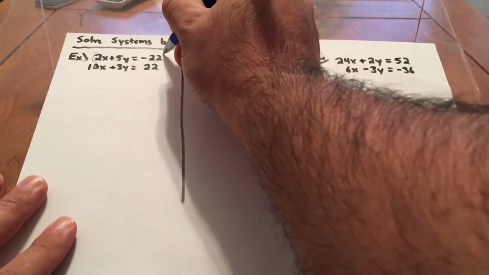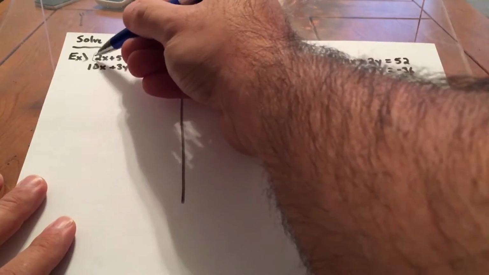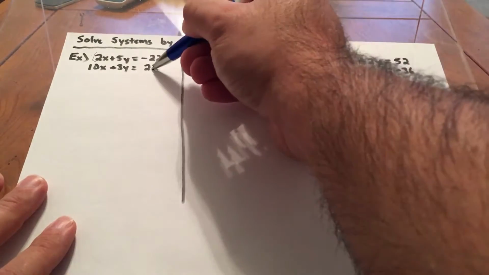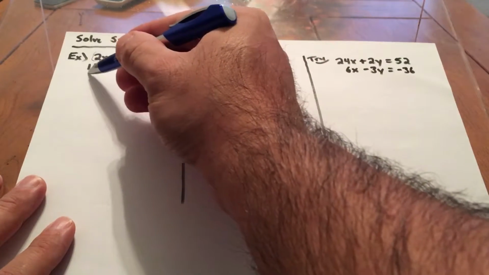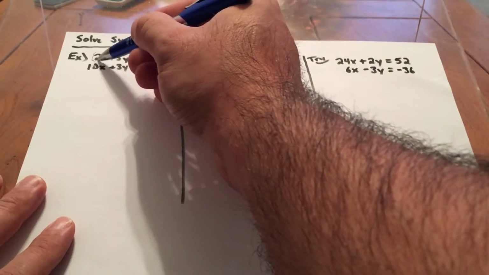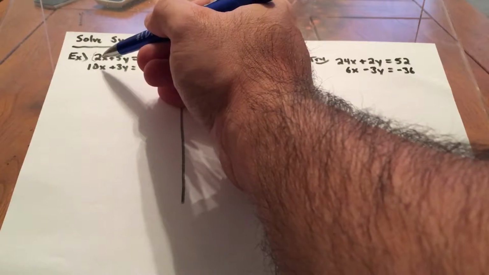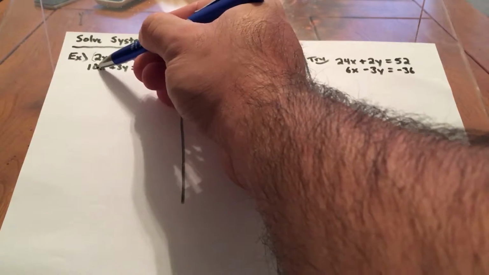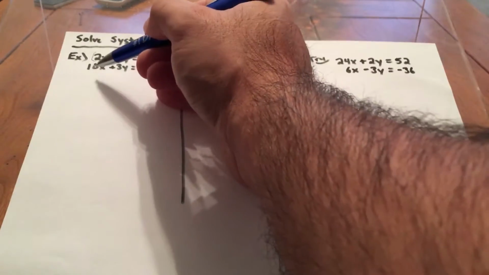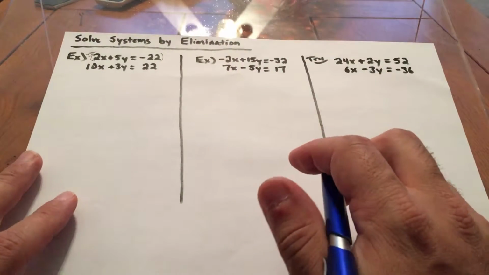So what you want to do is multiply this top equation by a number such that when you add these two equations together, you get rid of the x's. Now notice this is a positive 10 here, and you have a positive 2. What we need to do is multiply 2 by something so that we can get negative 10, so that negative 10 plus 10 would equal 0. All right? So in order to get negative 10, we'd have to multiply by negative 5.